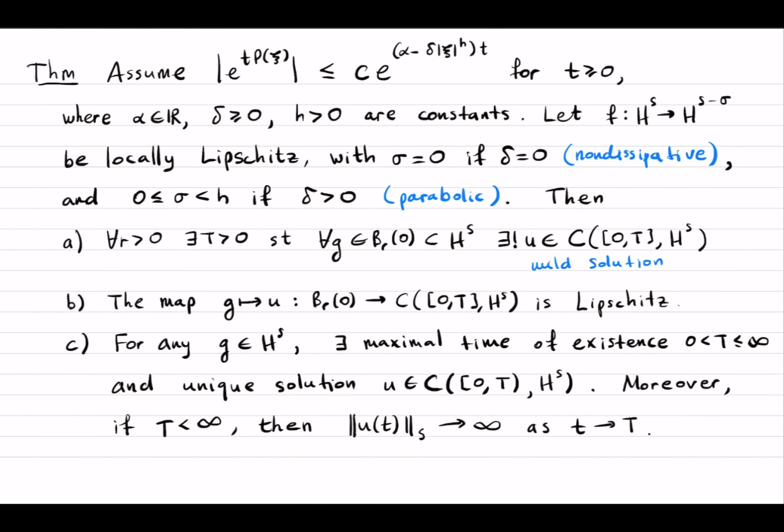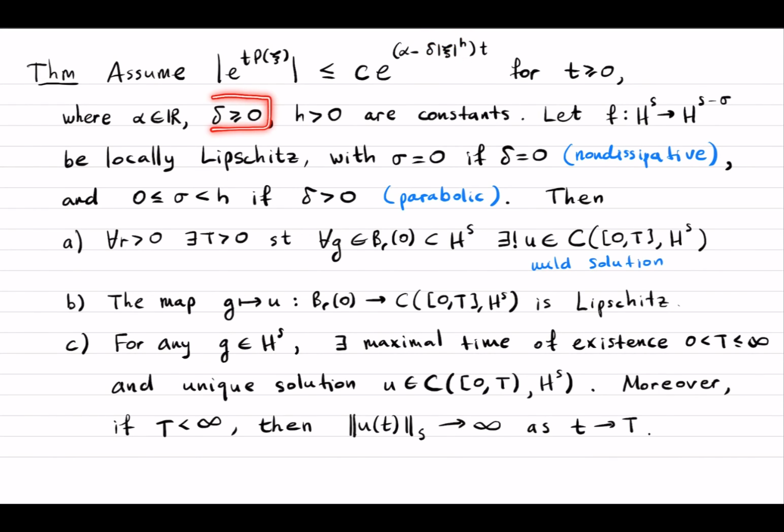So we're going to assume some estimate on our main differential operator. It assumes this estimate that we have seen before. Delta can be 0 or positive. You can see that if delta is 0, this is simply the usual estimate for strongly hyperbolic systems or dispersive equations like the Schrödinger and Airy equations.